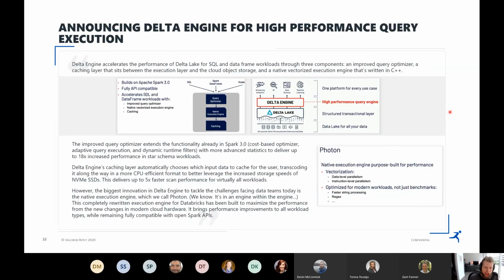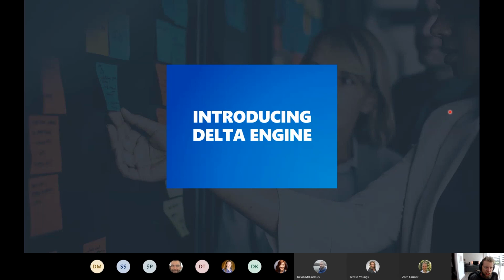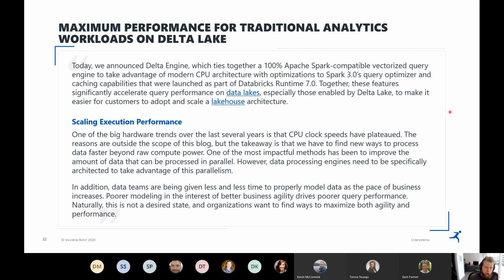Then maybe the biggest announcement I saw was Delta Engine. What Delta Engine does is tie together an Apache Spark compatible vectorized query engine with modern CPU architecture optimizations to the Spark 3.0 query optimizer, and adds caching capabilities, all as part of the Databricks Runtime 7.0. Those features accelerate queries on top of Data Lake specifically, so it makes it easier to adopt a lakehouse style architecture at scale in a performant way.